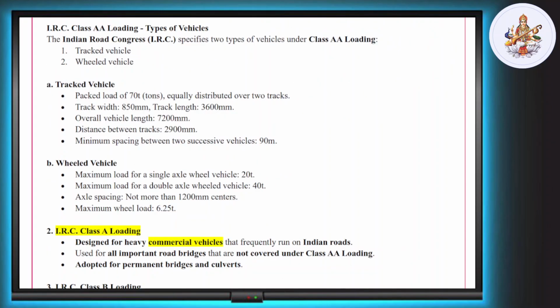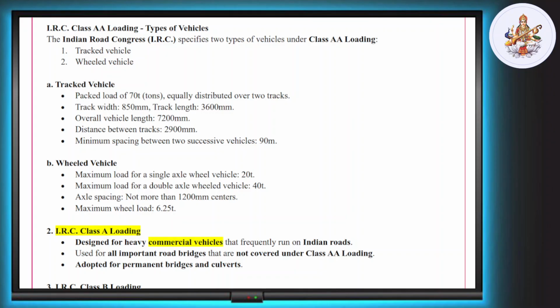B. Wheeled vehicle. Single axle vehicle, load is equal to 20 tons. Double axle vehicle, load is equal to 40 tons. Axle spacing, not more than 1200 millimeters. Maximum wheel load, 6.25 tons. These resemble heavy-duty trucks with rubber tires.